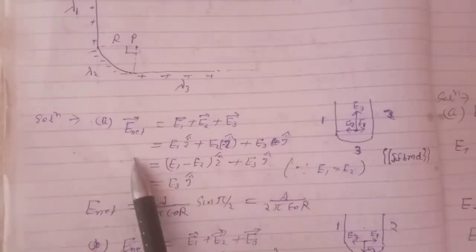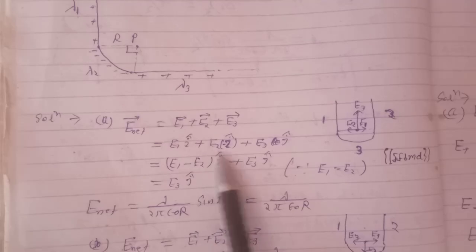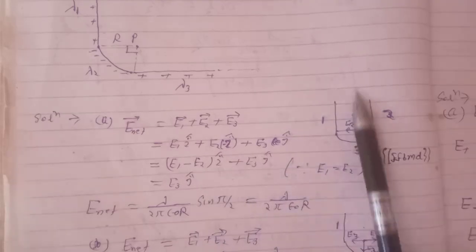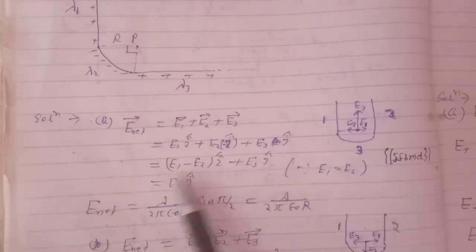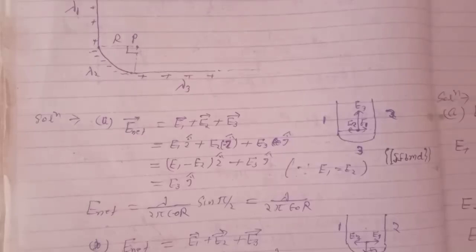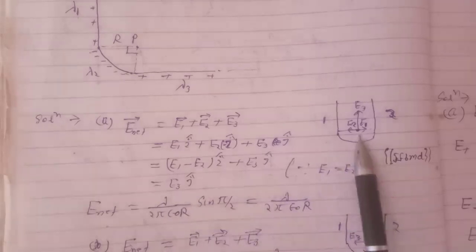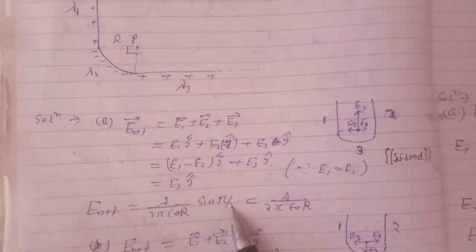So we have written E net equal to E1 vector plus E2 vector plus E3 vector. In vector form, E1 i cap plus E2 into minus i cap plus E3 j cap, because it is in this direction. So E1 minus E2 i cap plus E3 j cap, and since E1 equal to E2, this will cancel out, only this value is left. So E net equal to E3 j cap, the value of E3 is lambda by 2 pi epsilon naught R, and this angle will be sin theta naught by 2, where theta naught is pi, so sin pi by 2 equal to 1. So lambda by 2 pi epsilon naught R is the answer.